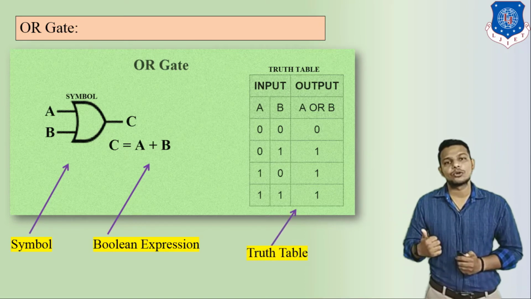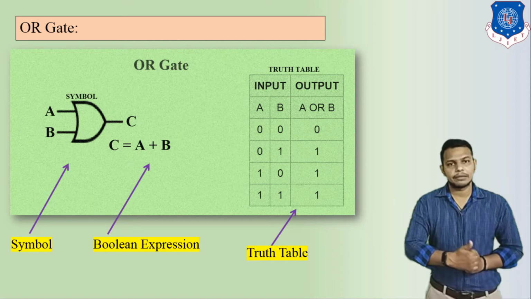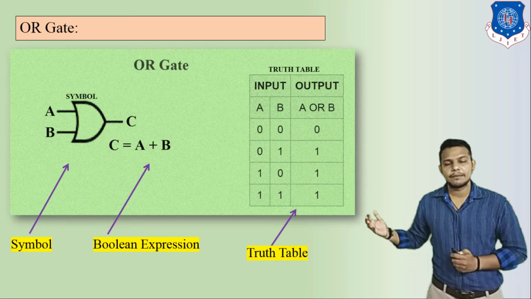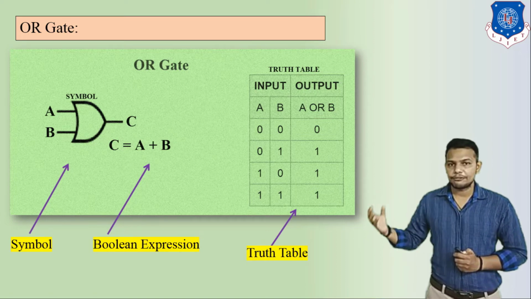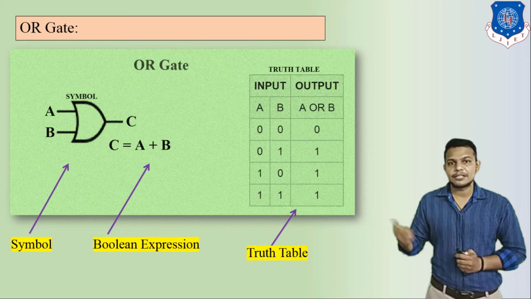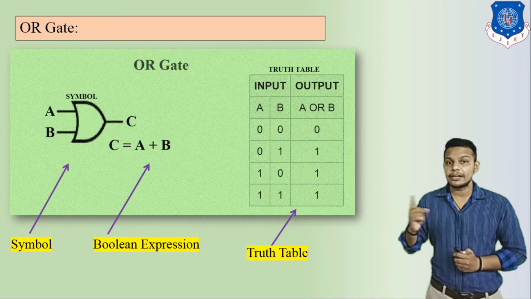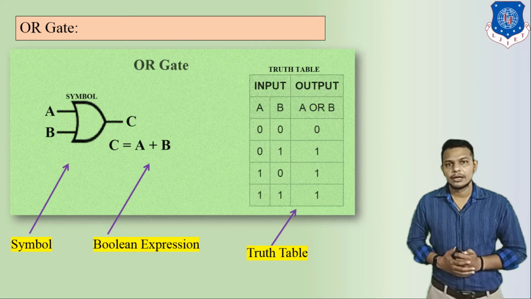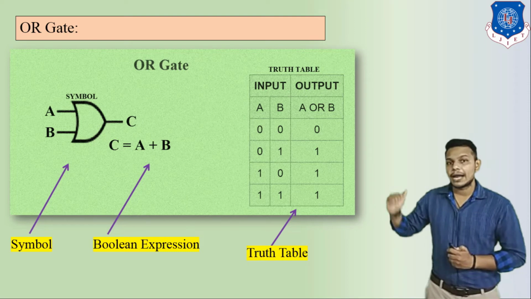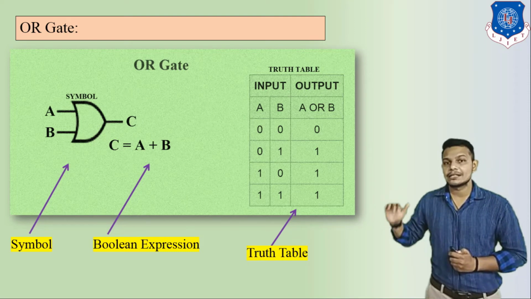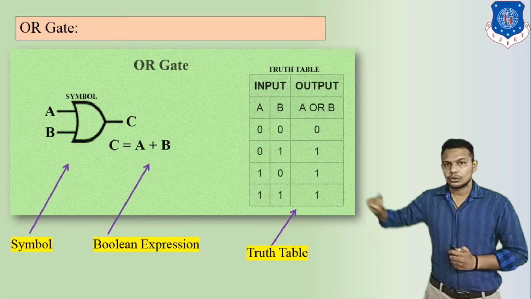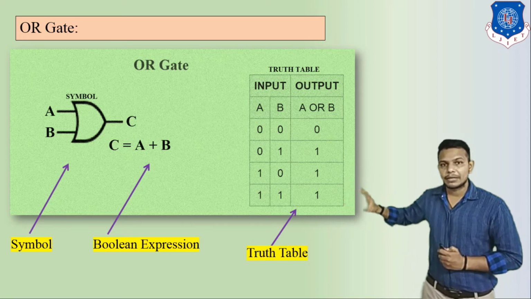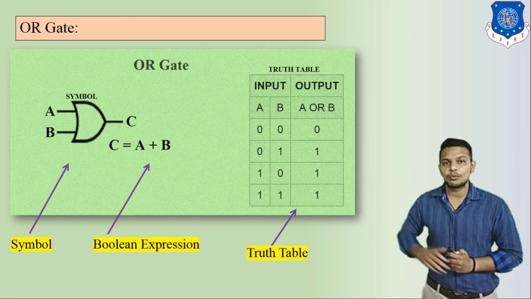If I enter 0, 0, that means it becomes 0 because it makes addition. So if I enter 0, 1, that means 1. If I enter 1 and 0, that means 1. But I entered 1 and 1. If its value is same, 1 plus 1, it becomes 1 at the output side.